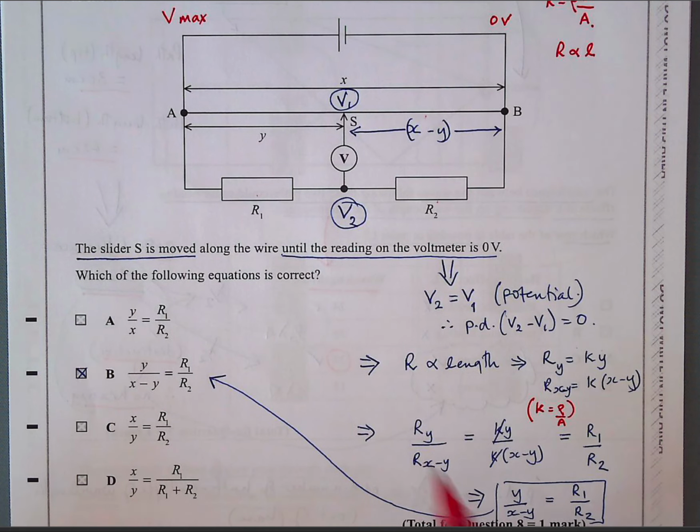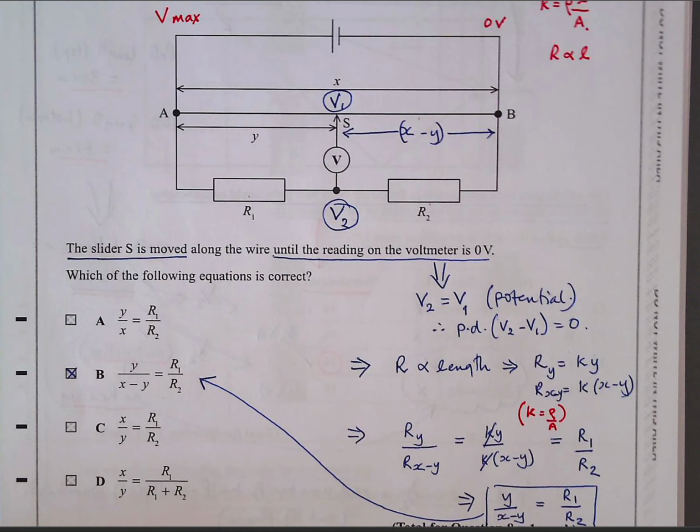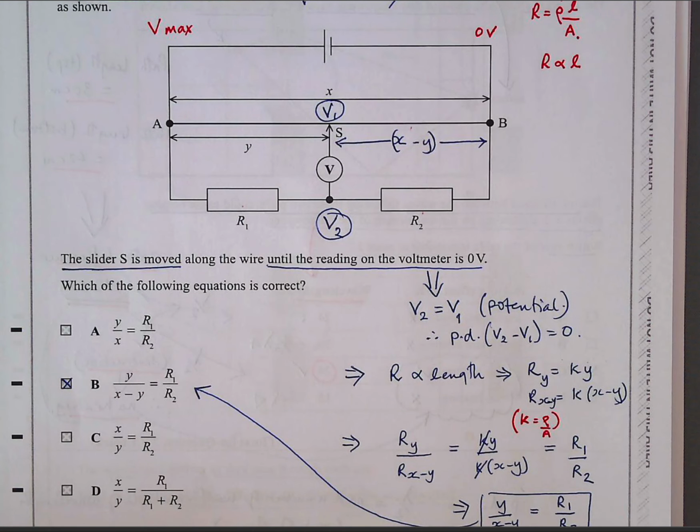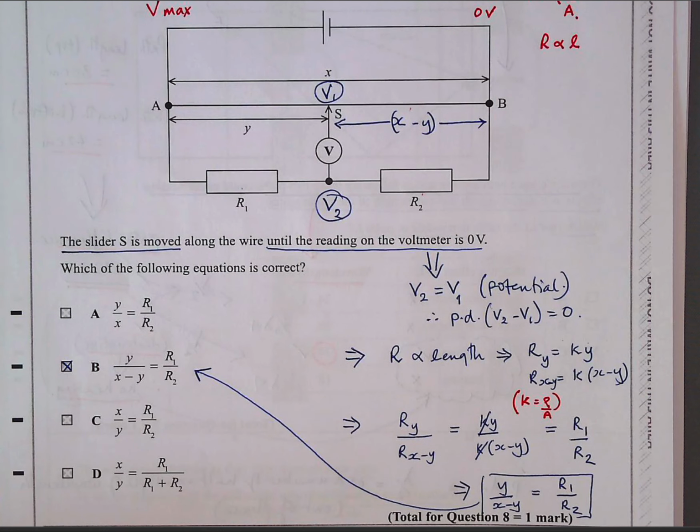As long as you know the ratio of the lengths is equal to the ratio of the resistances, you can use the ratios to work out the algebra they're looking for. Remember the resistance is proportional to the length, so you can replace R of Y with Y, and the resistance of X minus Y with X minus Y. So that's equal to R1 over R2, which gives you the ratio B. I hope that makes sense. I spent a long time on this one because one or two of my students were confused about this theory.